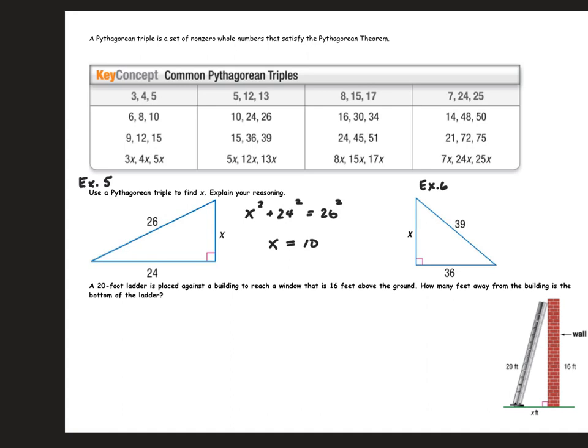And then looking at example number 6, I could also see that 5, 12, 13 is just being multiplied by the whole number 3. So I don't have to write it out like I did last time. I just know that x will equal, in this problem, 15. And you could check yourself using the Pythagorean theorem.